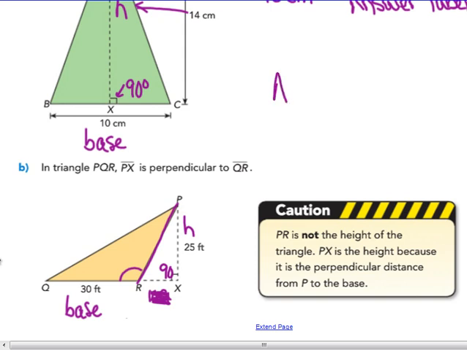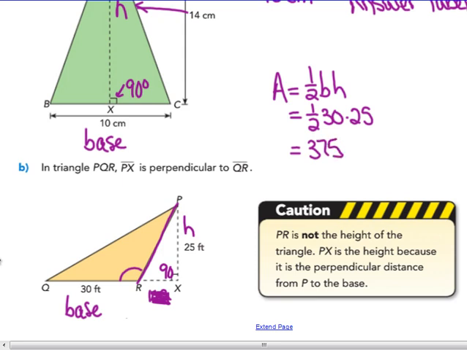So I'll come over here. Area equals 1/2 base times height, which is 1/2 the base of 30 and the height of 25. Well, 3 times 25, I know that. That's 75. Put a 0 on it, it's 750. Take half of 750, that's 375.